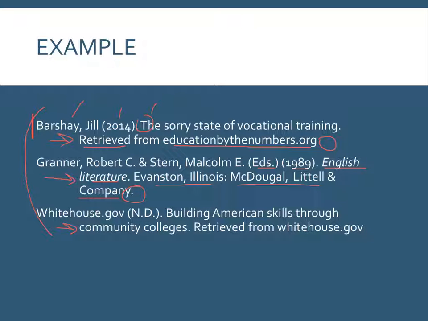And then we've got an example here of a website that did not have a specific author. The organization name, as per the copyright information, was whitehouse.gov. There was no date given, so N.D., closed with a period. Building American Skills, B is capitalized because it's the first word, American capitalized because it's a proper noun, skills through community college, and then we've got a retrieved from whitehouse.gov to close us out.